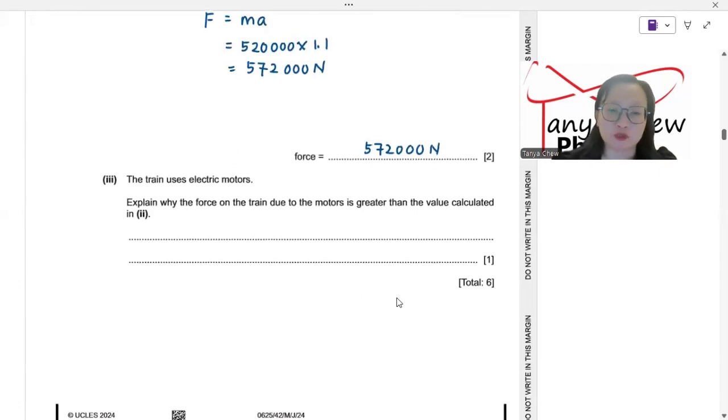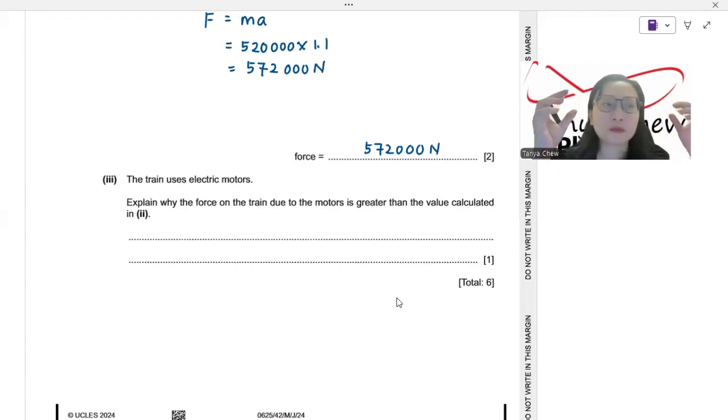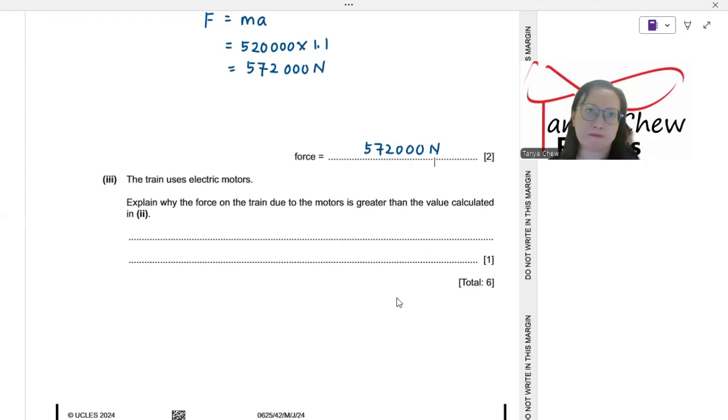Explain why the force on the train due to the motor is greater than the value calculated. When this is about a train and an electric motor, there are a lot of things, because a train is constructed using a lot of things. I explain in terms of energies here because I need a larger force, because the force is not to move just the train and the motor, but the force is needed to overcome some other resistive forces like maybe air resistance, maybe frictional force, right?